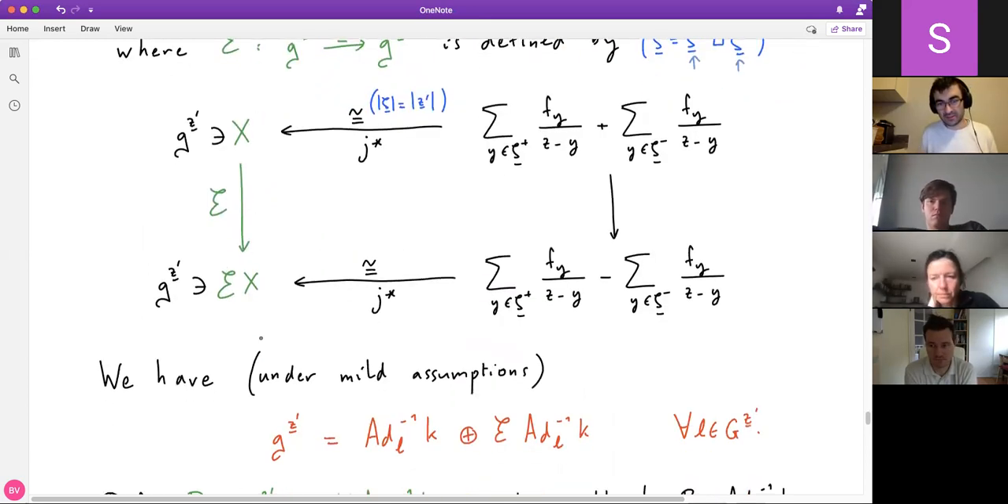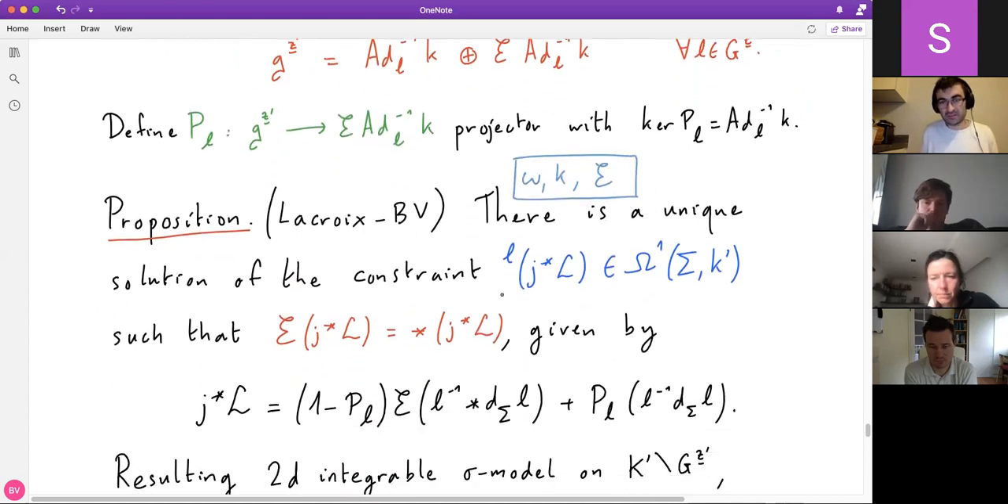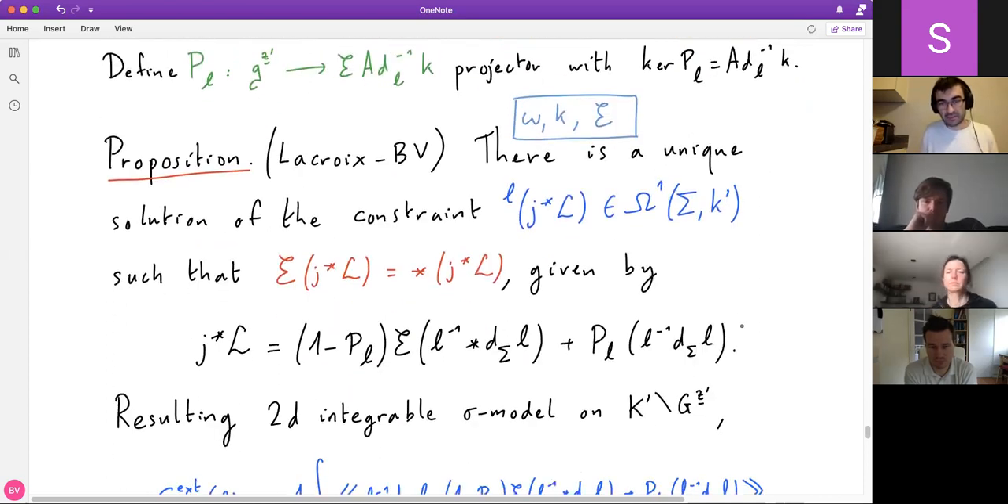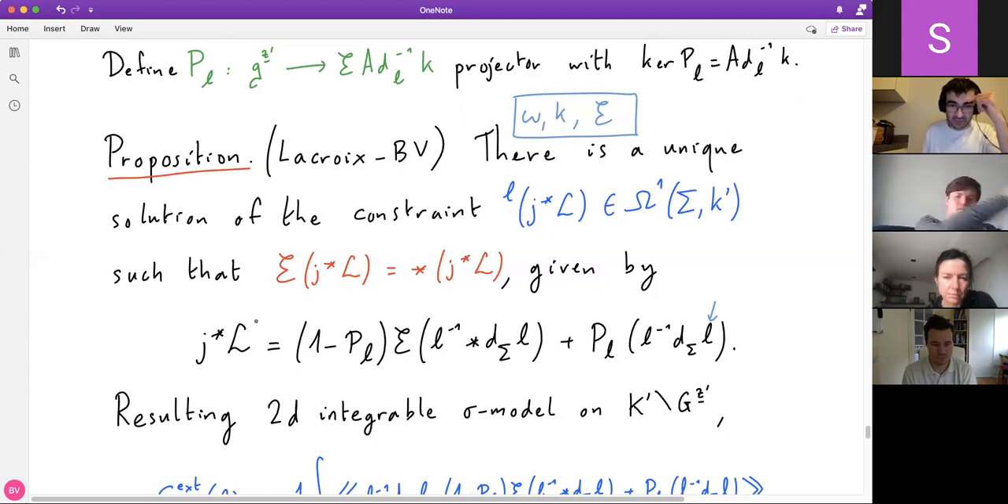So it's just one tiny extra piece of ingredient. From this data, I can now construct a unique solution to this constraint, which is given explicitly as follows. And so now this expresses the Lax connection, or the gauge field of the Chern-Simons theory, in terms of the edge mode entirely. The edge mode is now called L because I fixed the mode at infinity. So this is really just an expression for the Lax connection in terms of the edge mode.